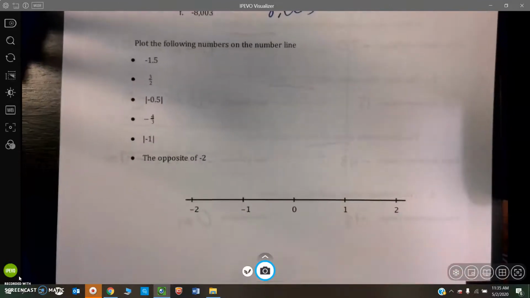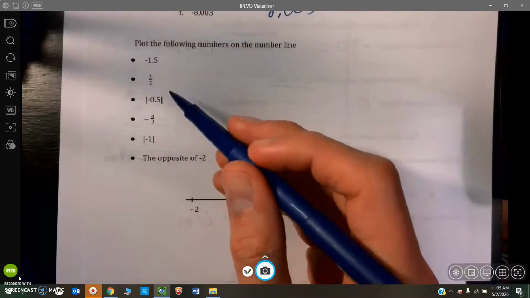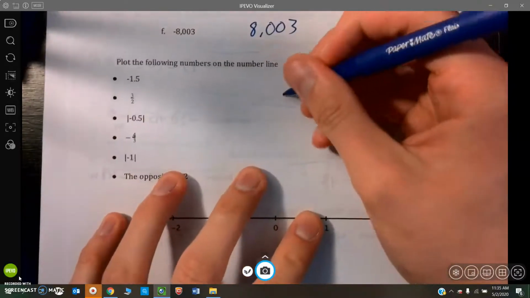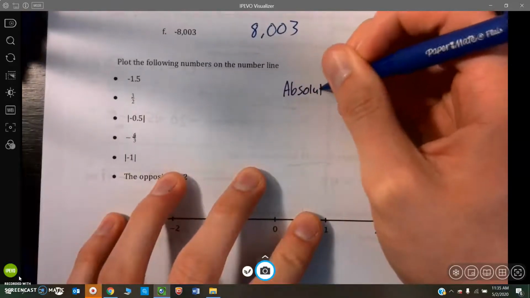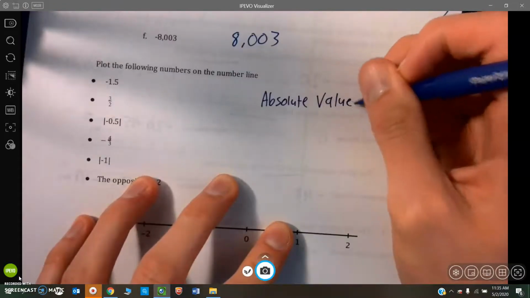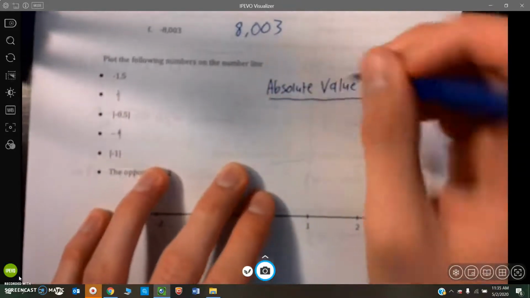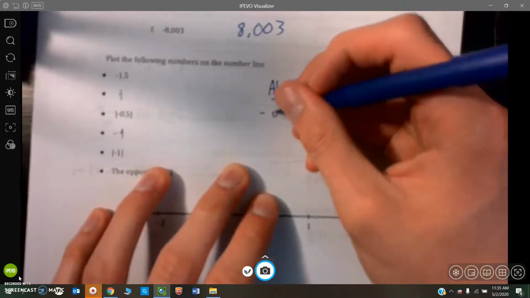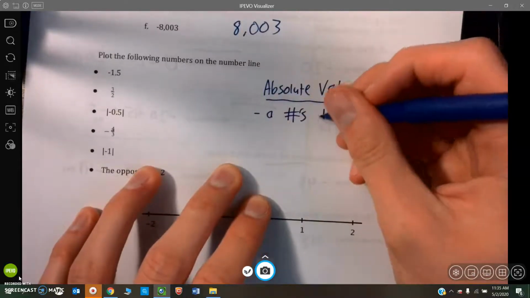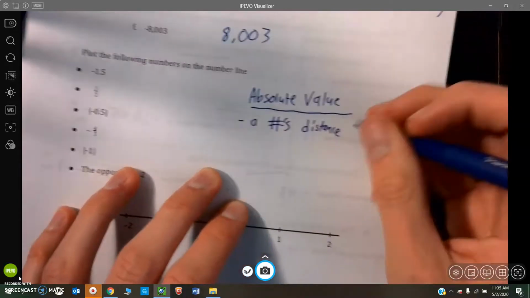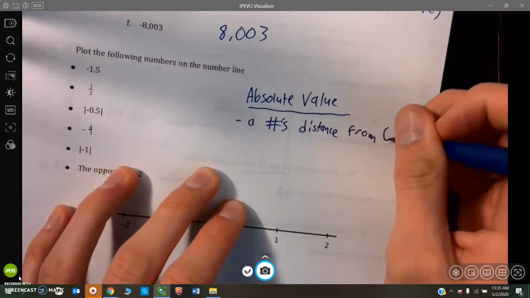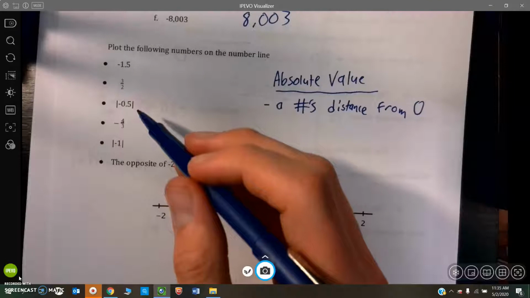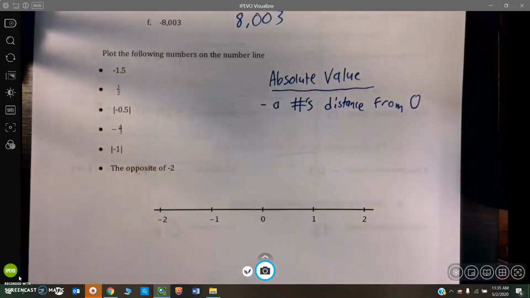And now for our last activity. Problems like this have kind of gotten us before in the past. So you can see here that we've got positives, we've got negatives, and we also have numbers in these weird little bars here. These little bars here are called absolute value. That's absolute value notation. And absolute value refers to a number's distance from 0.